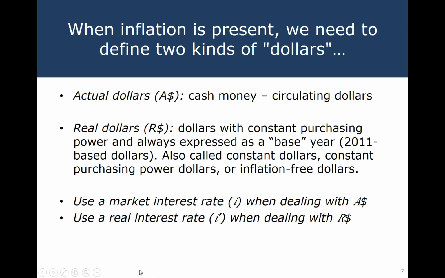So when we use the market interest rate i, we are dealing with actual dollars, that means cash money. And when we use the real interest rate, we're dealing with real dollars. So what's the meaning of that? For the business in banking, most of them use actual dollars, so they don't consider the time value of money. But when we're dealing with the real interest rate, we deal with the physical years, or what we call the base years.